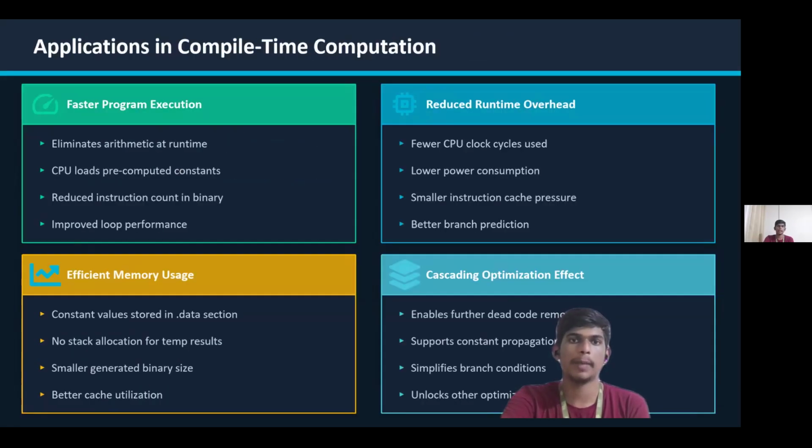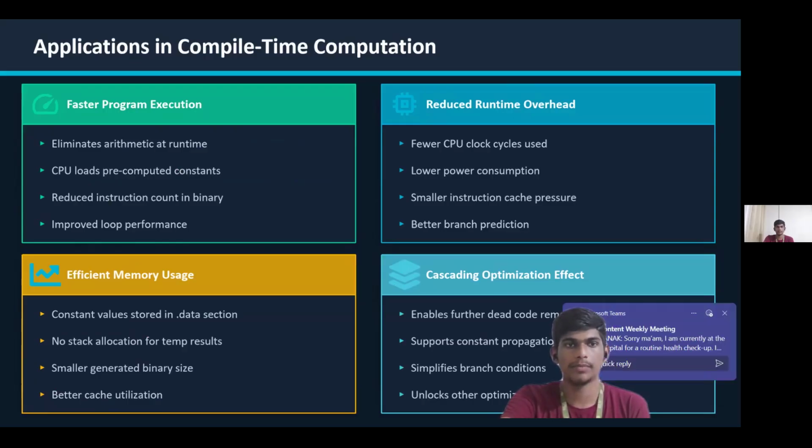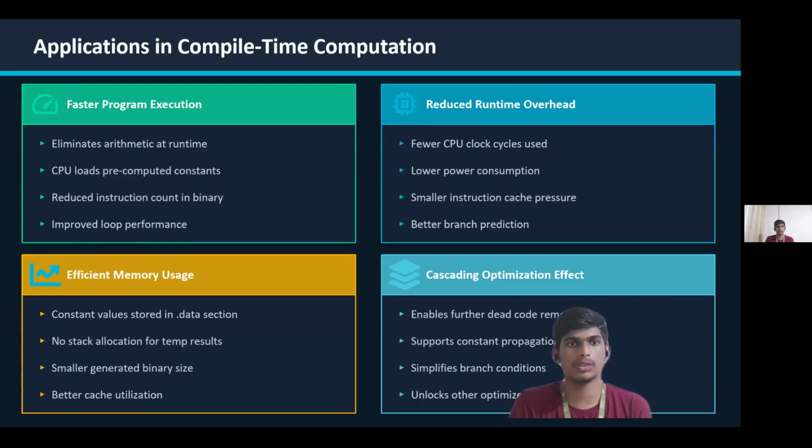And the applications in compilation and computation. Like I mentioned earlier: faster program execution, reduced runtime overhead, efficient memory usage, and also a cascading optimization effect. Coming to faster program execution, it limits the arithmetic operations at runtime. So the CPU loads the pre-computed constants beforehand, which leads to a reduced instruction count in the binary and also improves loop performance. And also the runtime overhead is cut off.